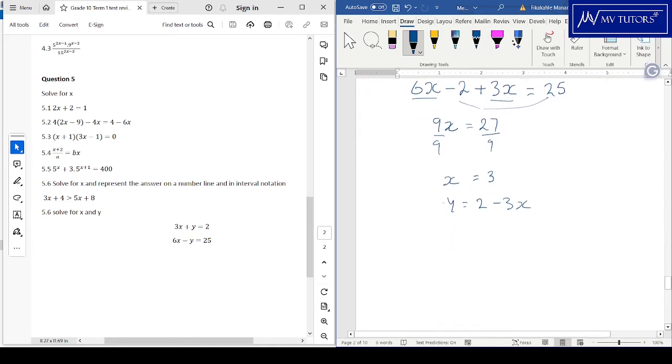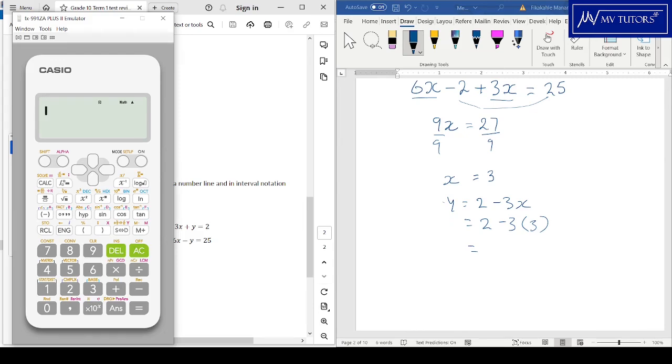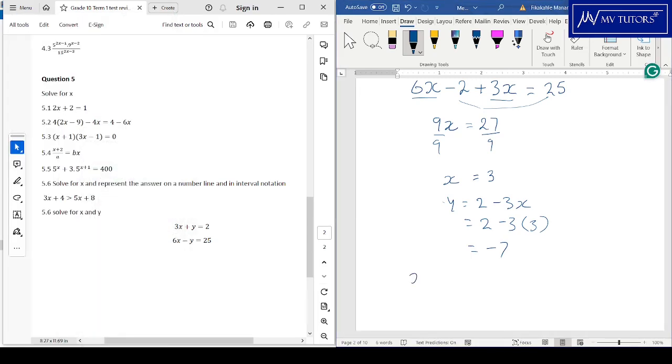Now, because we have the value of x, where we have an x, we'll substitute 3, the value of x. Then just put this in a calculator, which is 2 minus 3, open bracket, put it exactly as it looks there. And then it's minus 7. So, therefore, we conclude x is equal to 3 and y is equal to minus 7.